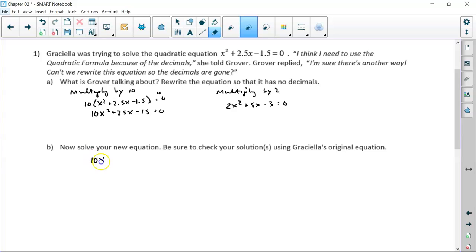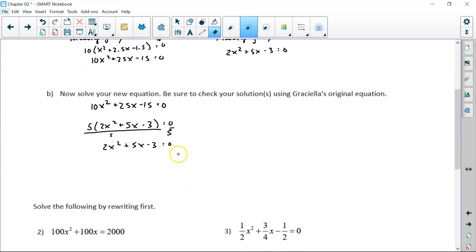So for 10x squared plus 25x minus 15 equals 0, always look for the greatest common factor first. In this case, it's a 5. So it's 5 times, and when you factor out the 5, you get 2x squared plus 5x minus 3 equals 0. And then you can actually divide both sides by 5. So it gives us 2x squared plus 5x minus 3 equals 0, and you can see that was the equation we got when we multiplied by 2. And now we're going to factor this.